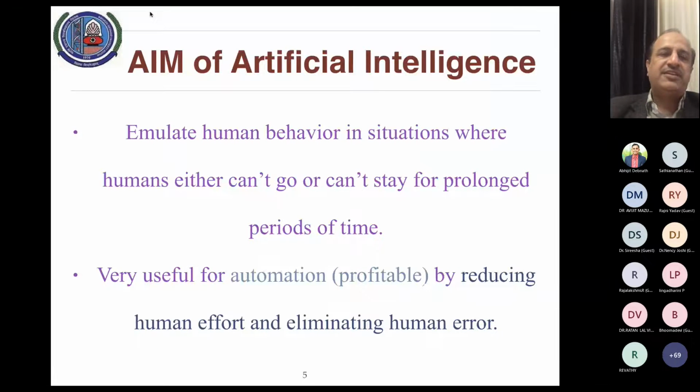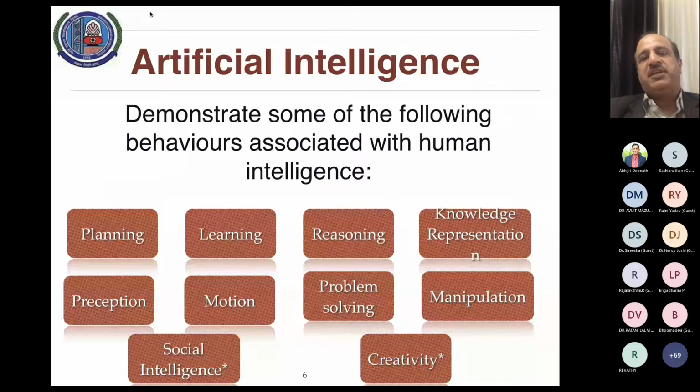The aim of artificial intelligence is to emulate human behavior. Like I just said, a human cannot work for a long period of time, but a computer can definitely work. When we need automation by reducing human effort and mainly eliminating human errors, artificial intelligence will do miracles. If we look at the behavior associated with human intelligence, whether it is planning, learning, reasoning, representation of knowledge, perception, motion, solving problems, as well as manipulation, all of this intelligence shown by human beings can easily be mimicked by artificial intelligence.